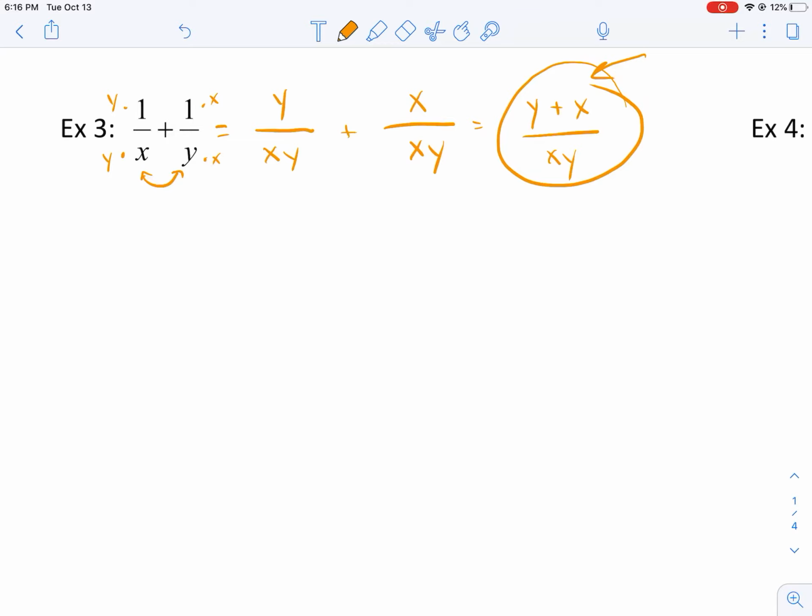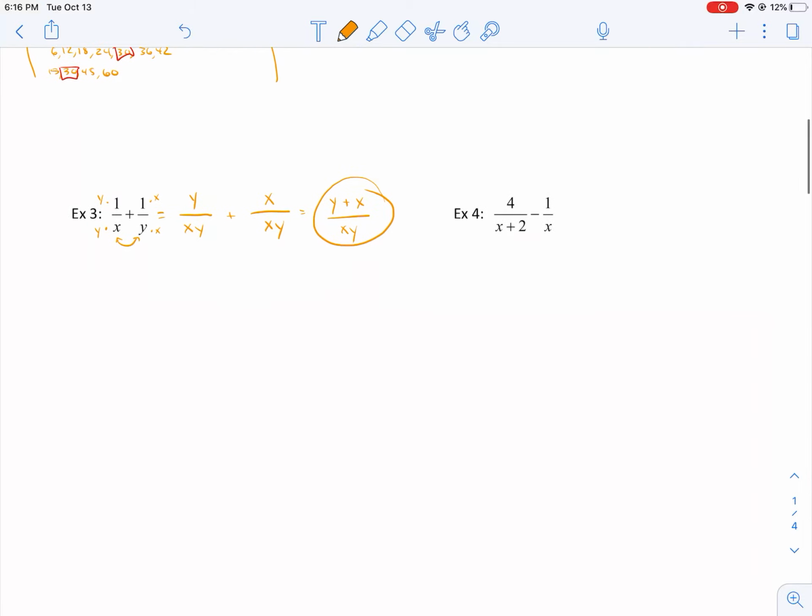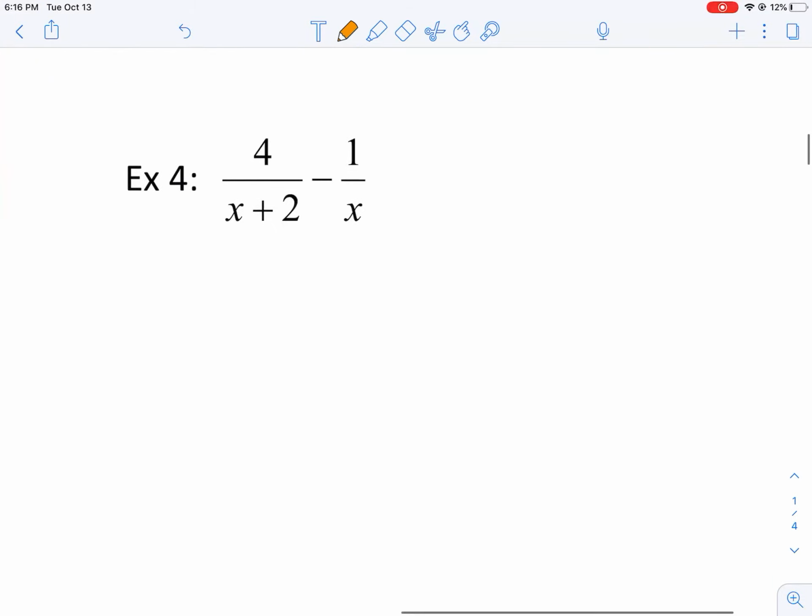So that's a whole expression. It's some number, and therefore don't try to cancel anything. That is our answer there. Let's take a look at number 4.